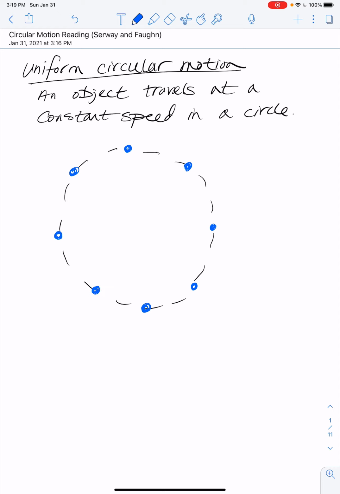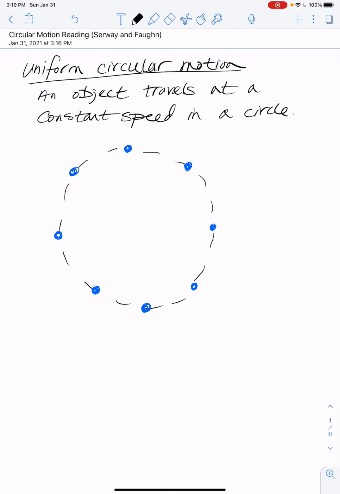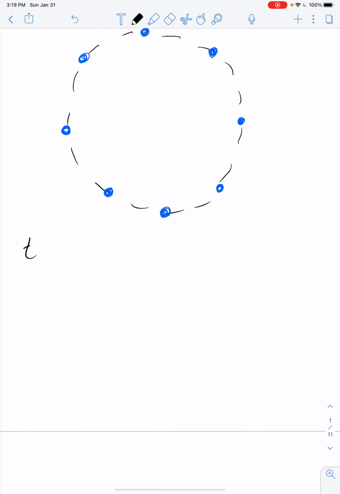And we know that the object has a tangential velocity at any of these locations, where we can define tangential velocity to mean that an object has a speed at that point in a line tangent to the circle. So a straight line tangent to the circle.